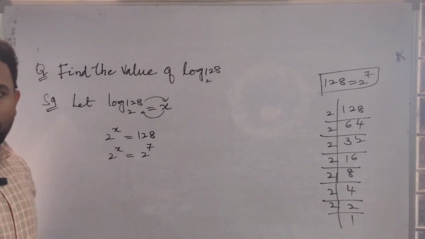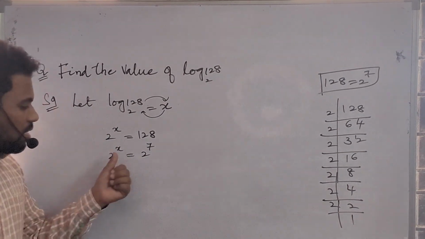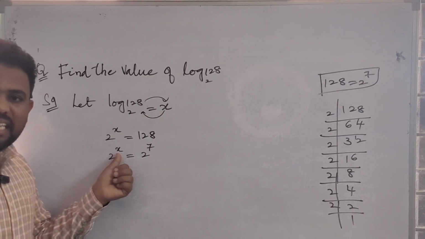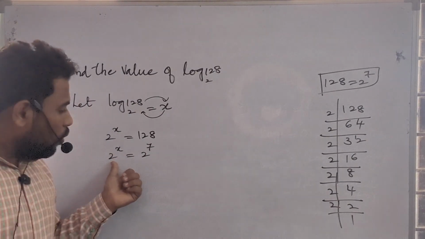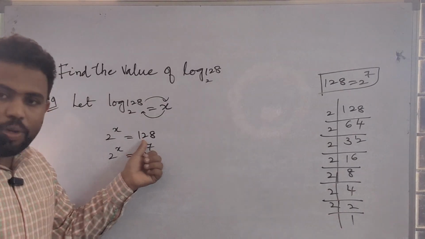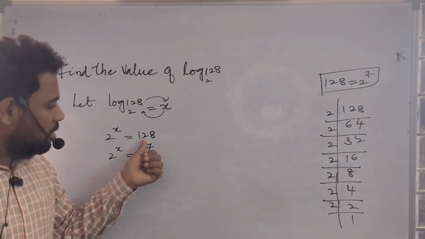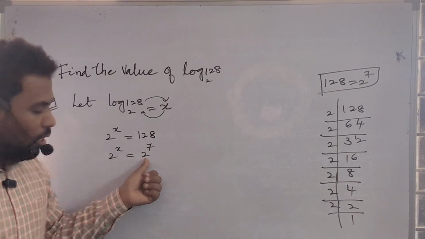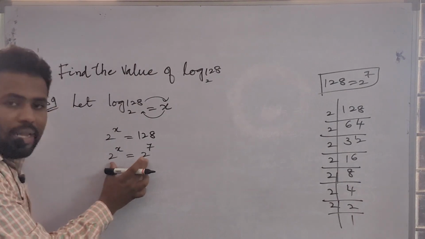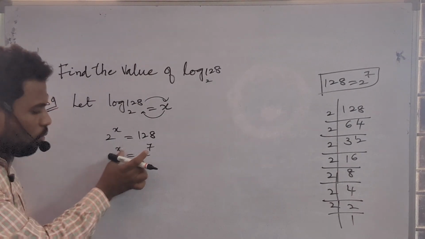Okay, one very basic point I would like to tell you. Our focus is the value of x, and x is in a power. And what is the base here? Base is 2. So whatever the value is equal to base 2 power x, we can also write in the form of base 2. Now, if you observe, both the bases are equal. Base 2 and base 2.